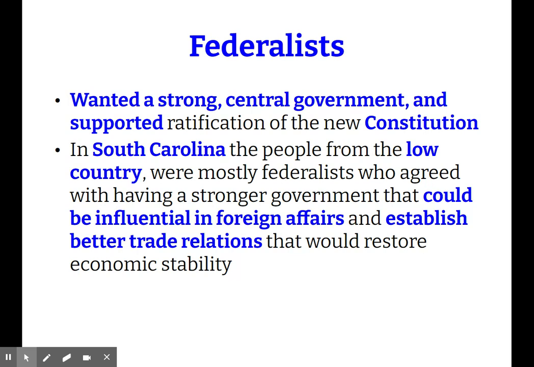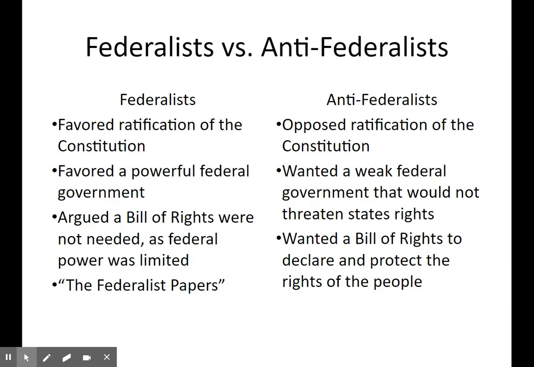The Federalists did support a stronger central government. These people are going to be from the Low Country, and they felt that this would be influential in foreign affairs and establish better trade relationships. And here's just a quick overview of those two groups one more time.